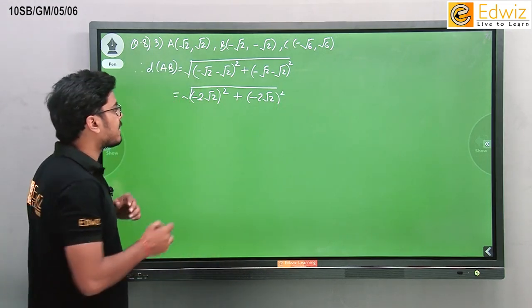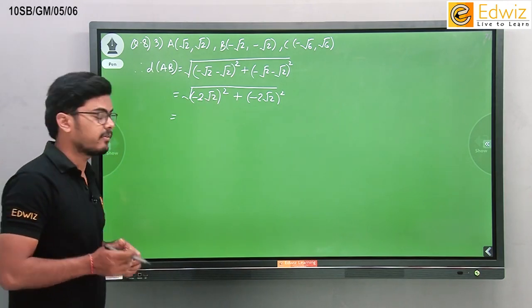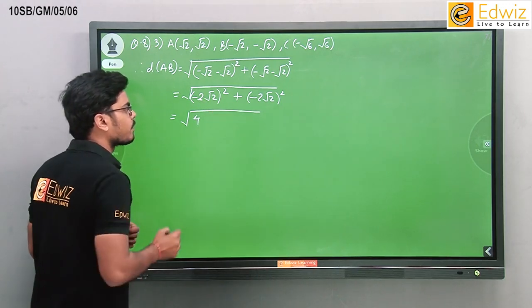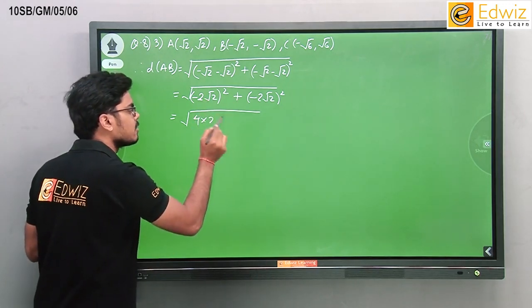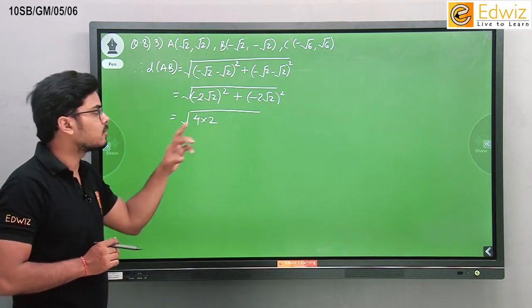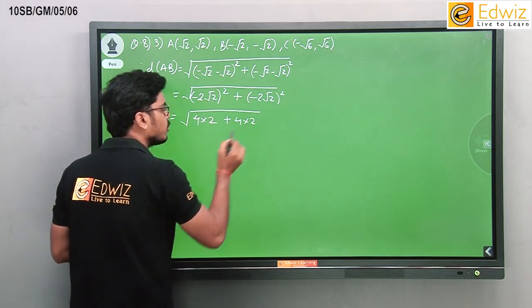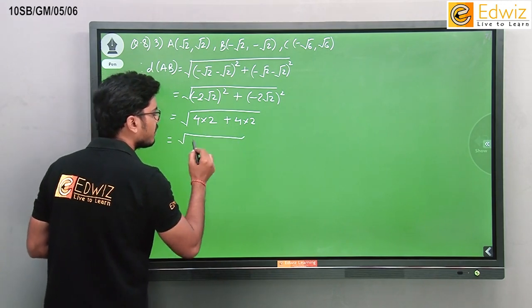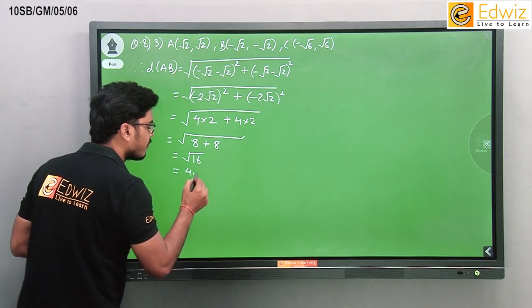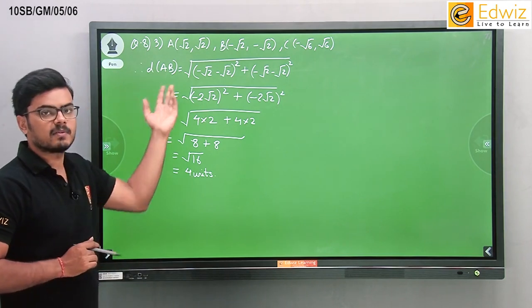Okay, now इसका square कैसे करेंगे हम लोग, negative को हम लोग ignore कर सकते हैं because the square will be positive. Here we will get square root of 2 square is 4, root 2 square is just 2. Since it is a surd, root 2 का जब square करेंगे हम लोग तो root cancel हो जाएगा, only 2 will be left behind. Same here, 4 into 2. So here we are getting square root of 8 plus 8, that is root 16, which is nothing but 4 units. Okay, so 4 units is the distance between A and B.